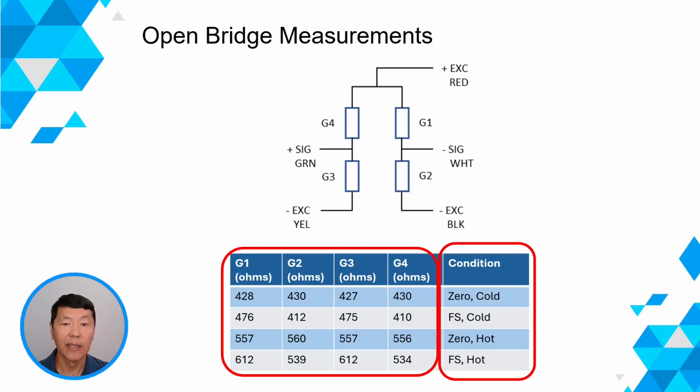Now imagine that the strain gauges are bonded to a pressure diaphragm. Strain gauges G1 and G3 are bonded to the center of the diaphragm, and gauges G2 and G4 are bonded to the edges of the diaphragm.